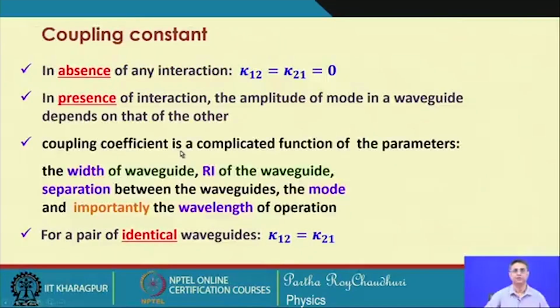The coupling coefficient, K12 or K21, is a very complicated function of a few parameters. They all depend on the width of the waveguides, the refractive index profile of the two waveguides involved, and their separation, which is very important. If they are well separated, then there is no interaction, and the coupling coefficient drastically reduces and becomes 0. It also depends on the kind of modes interacting, whether they are fundamental modes or first order modes.